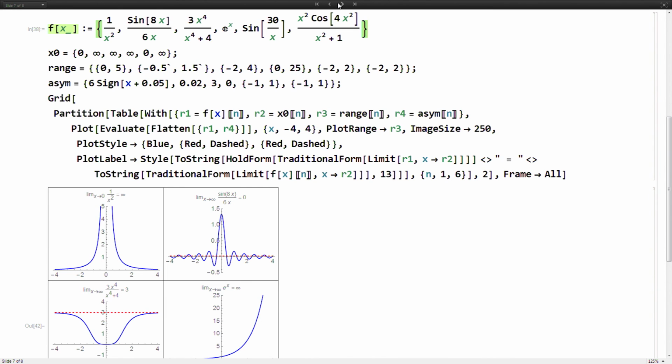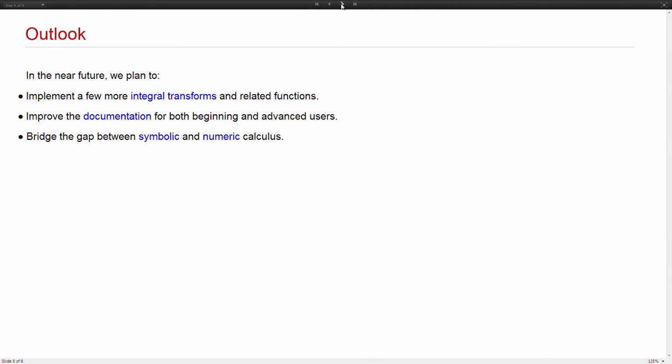Okay, so I think I should just finish up over here. Basically, we're going to try and implement more integral transforms in the near future. We want to improve documentation. And of course, we want to try and implement new things like series solutions of differential equations when we can.